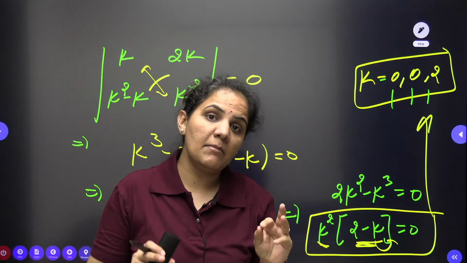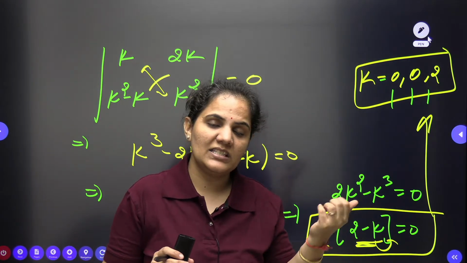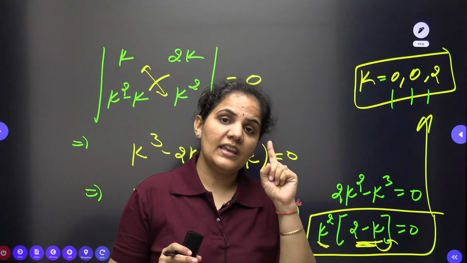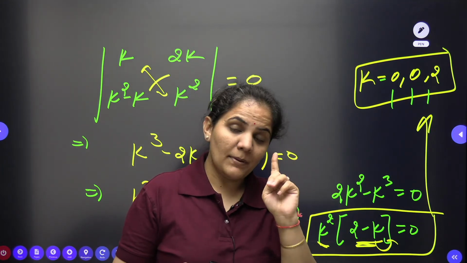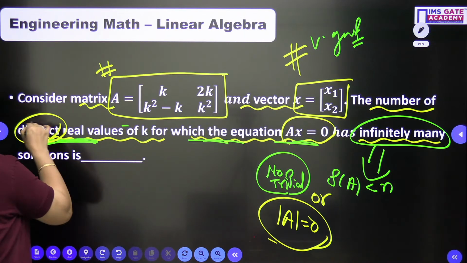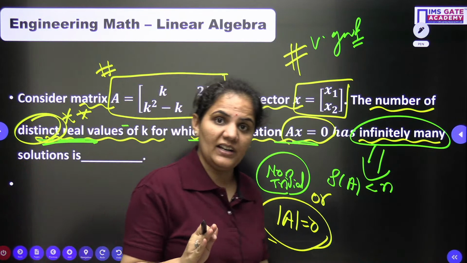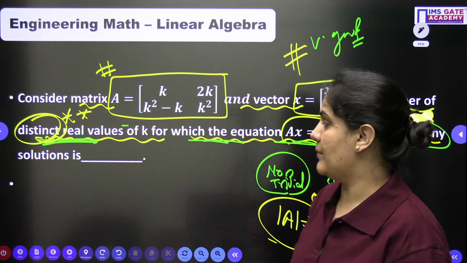If it is asking only how many values of k are possible when the system is having infinitely many solutions, then my result will be k will have 3 values: 0, 0 and 2. But the question is asking how many distinct values. This word is very, very important, beta. Distinct means different, separate. So how many distinct real values are possible here?